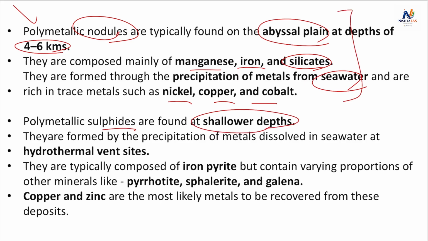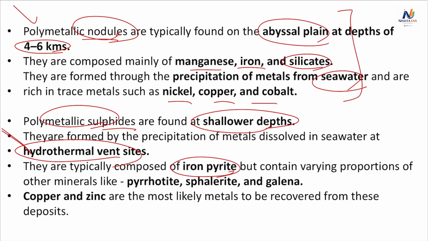And then polymetallic sulfides, they are found at the shallower depth. They are formed by precipitation of metals dissolved in seawater at hydrothermal vent sites. That means these are formed in the hydrothermal vents. That means for the polymetallic sulfides to precipitate, we have to have a high temperature thermal vent. So that is why the name hydrothermal vents. So friends, you see geysers, and these are the areas where we have hydrothermal vents. So in that region, whenever the metals precipitate, we get the polymetallic sulfides, and in other regions we get polymetallic nodules.